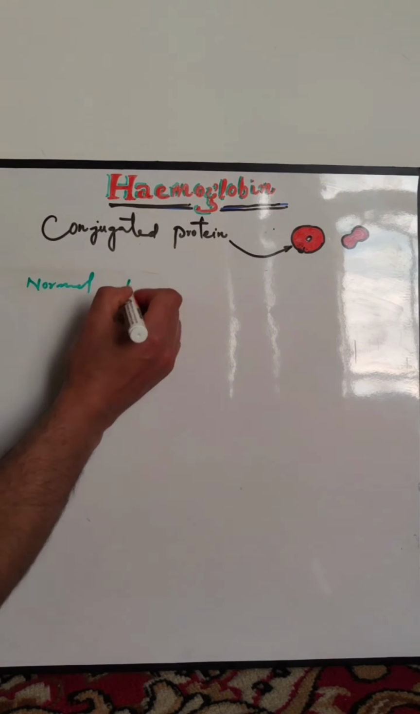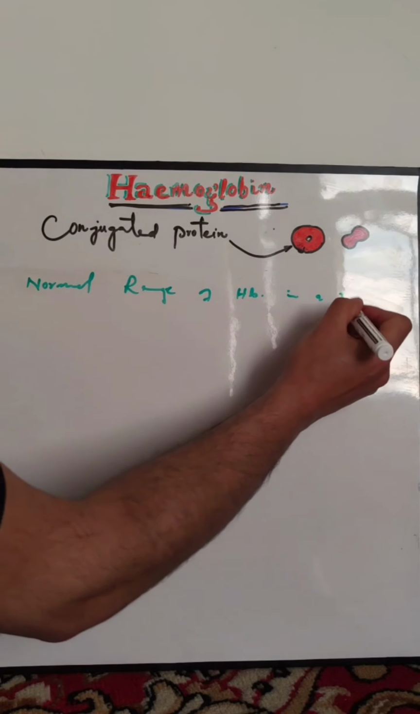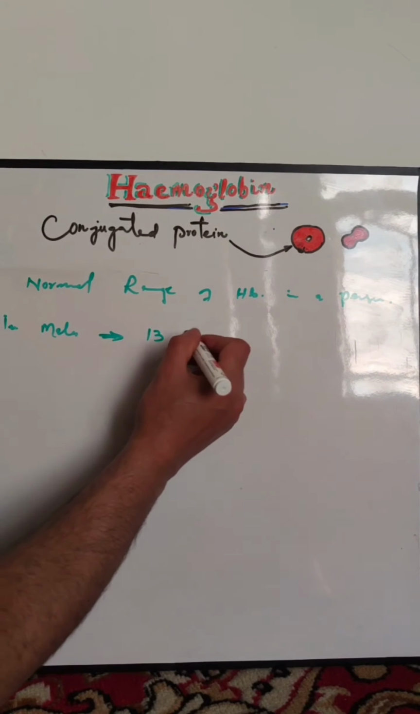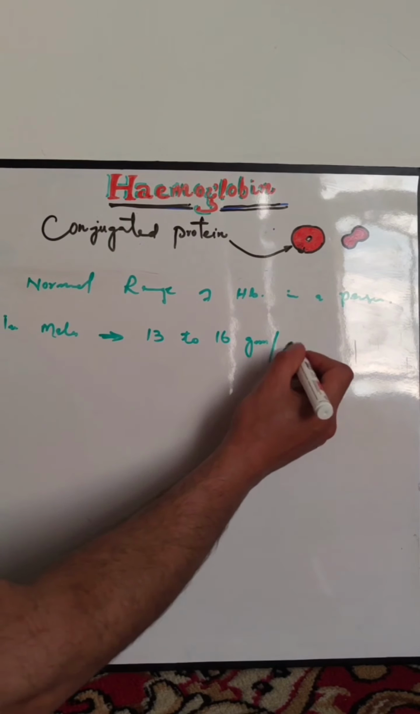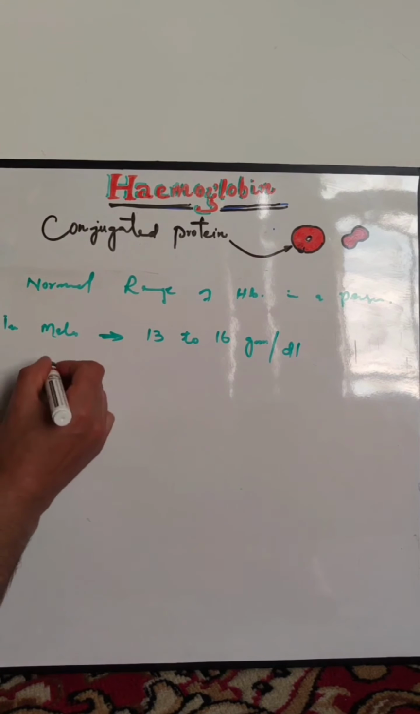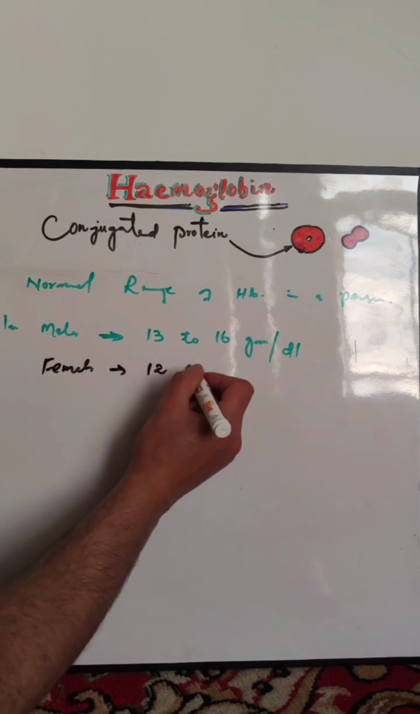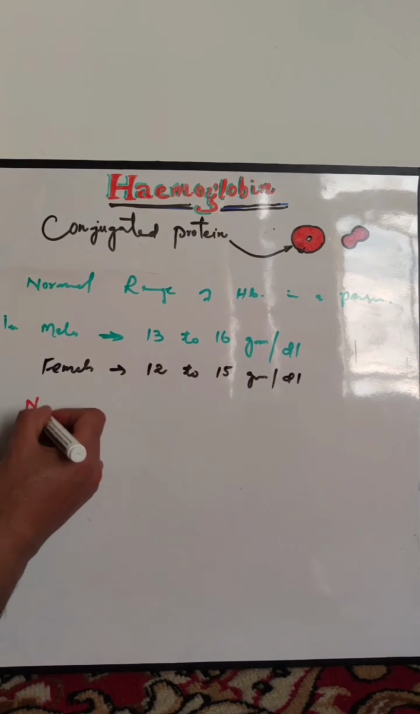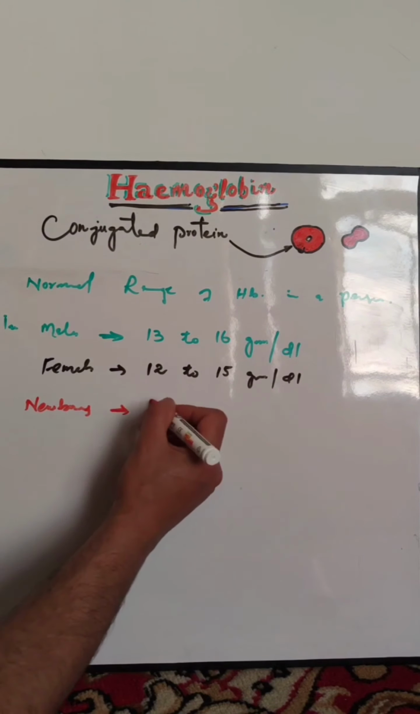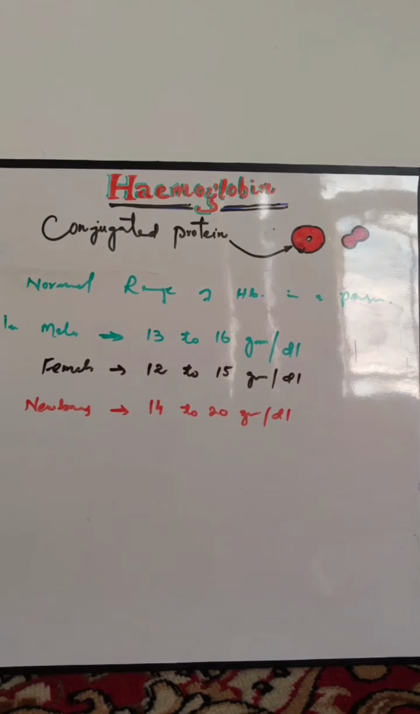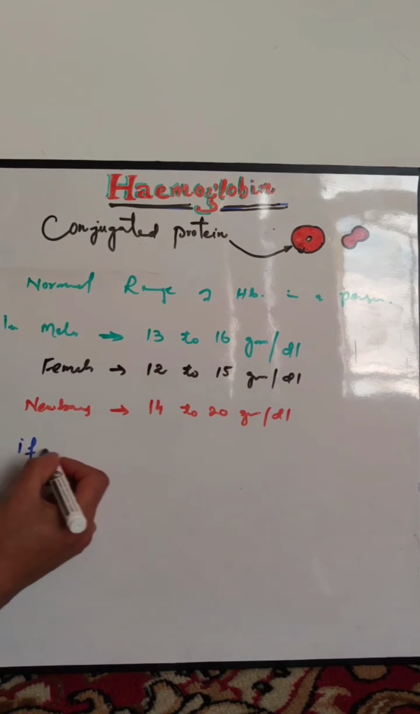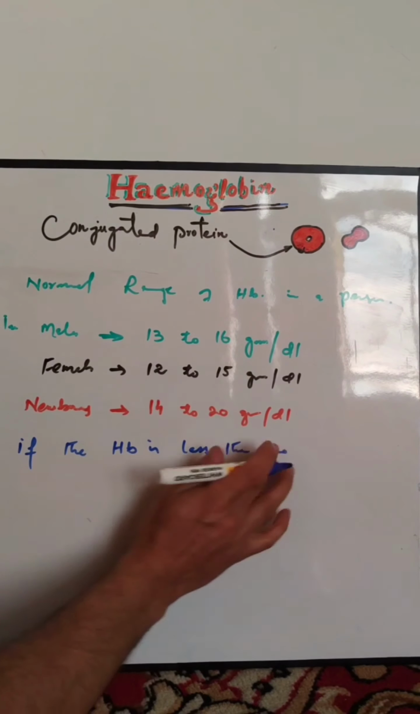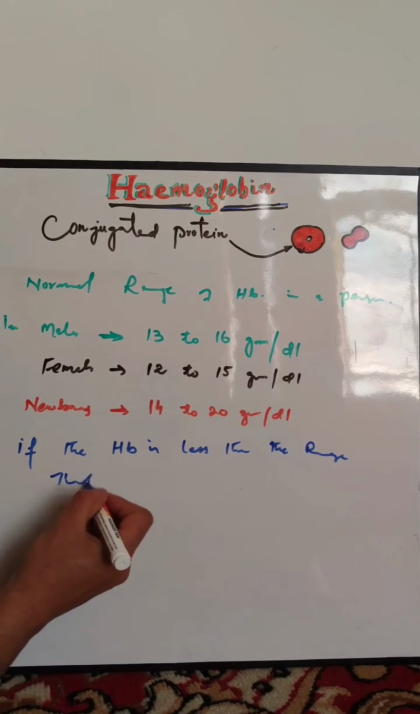Normal range of hemoglobin in a person: in adult males, it's 13 to 16 grams per dl. Different books and different authors give different normal ranges. In females it is 12 to 15 grams per dl, and in newborn babies it is 14 to 20 grams per dl. If the Hb is less than the normal range, this condition is called anemia.